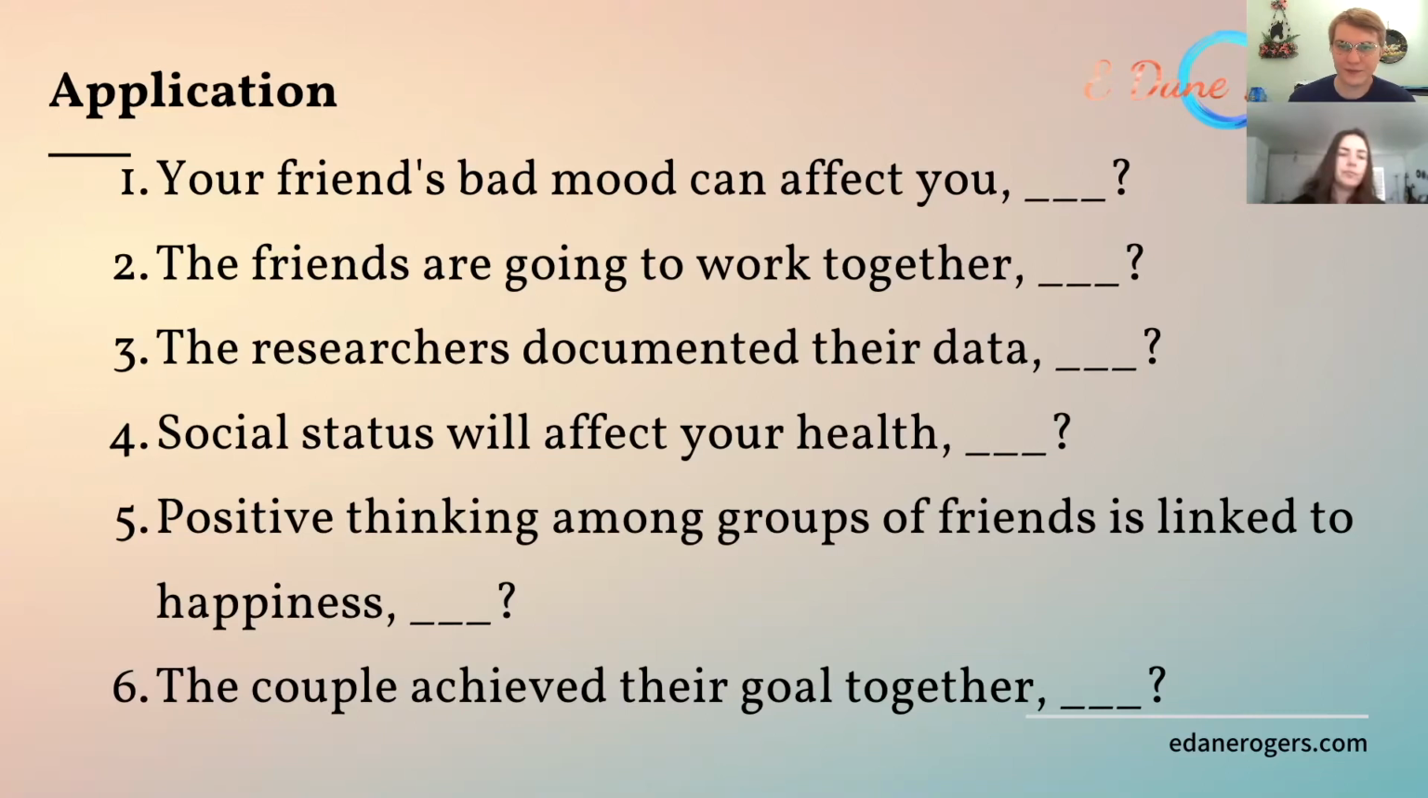Okay, how about five? "Positive thinking among groups of friends is linked to happiness." It's an estimate that I think we all could agree. Right. Yeah, we could all agree with this. I think we could use rising intonation. It's possible, but the falling intonation is definitely going to be more common here because you're making a statement that either is common knowledge or logical, and the logic is clear. So "positive thinking among groups of friends is linked to happiness, isn't it?" So yeah, we can use rising or falling.